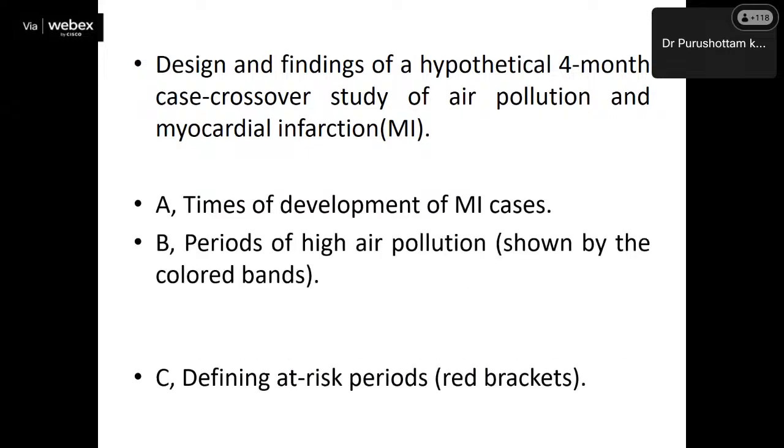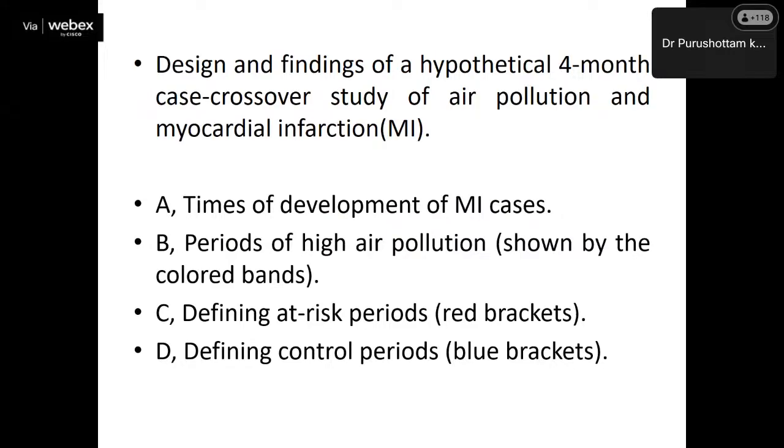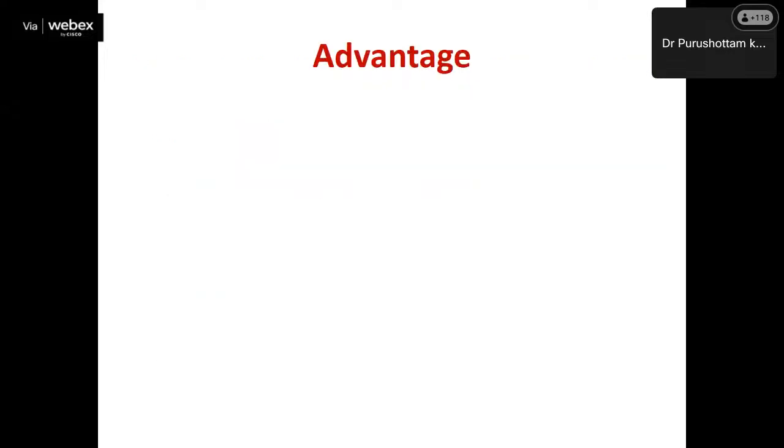What are A, B, C that we told you just now? Okay. A is the time for development of MI. What was B? Period of high air pollution, that is the shadow we showed you. C is defining the at-risk period, that is the red bracket, and D is defining the control period.